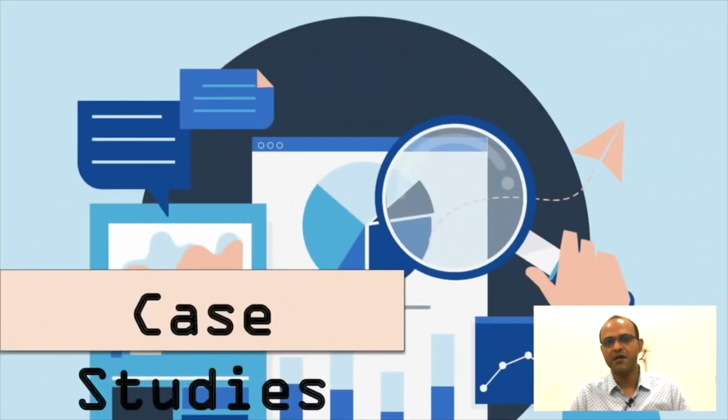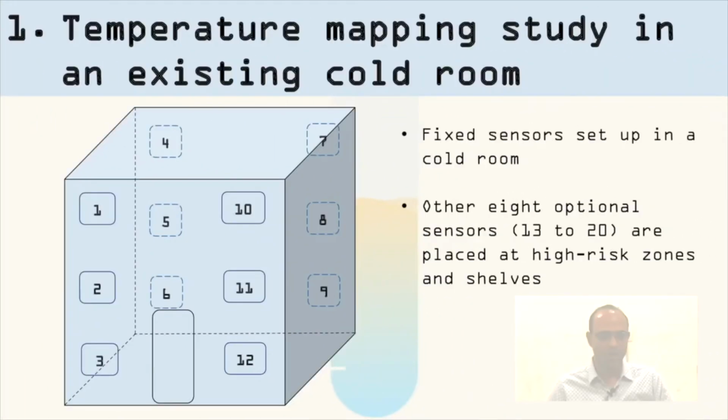Now let us see a case study, because this is the theoretical aspect which we have discussed. Now let us discuss a case study where we can see what happens in a temperature mapping exercise. So here let us say we have a cold room and there the sensors for monitoring the temperatures are placed.